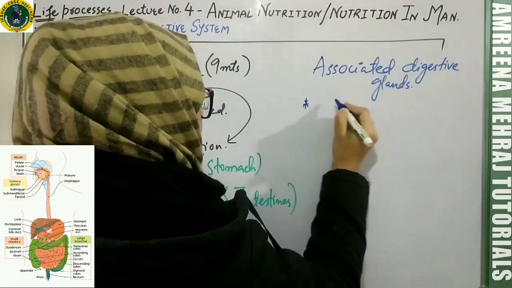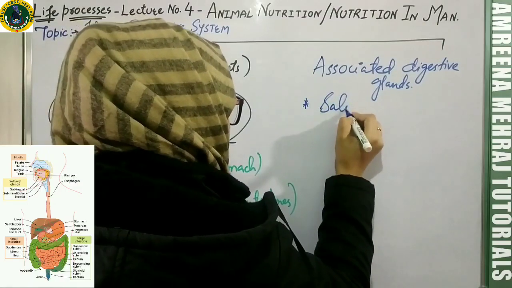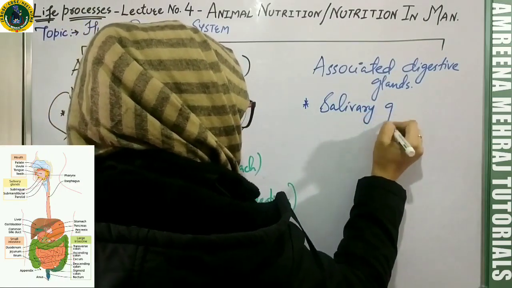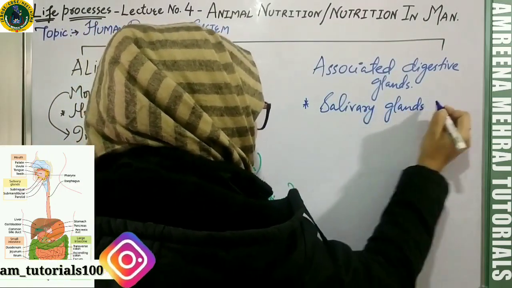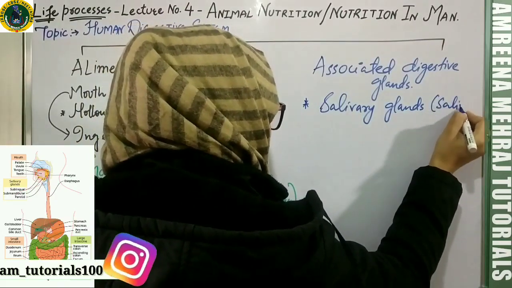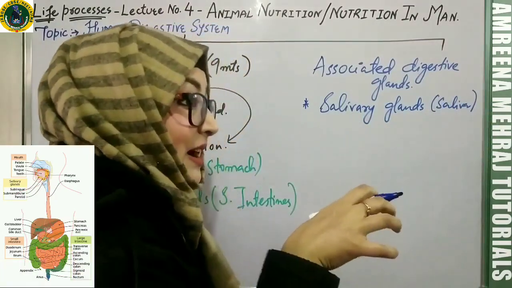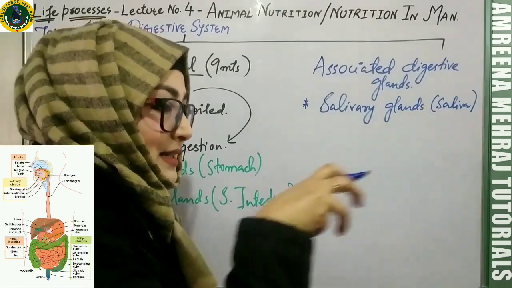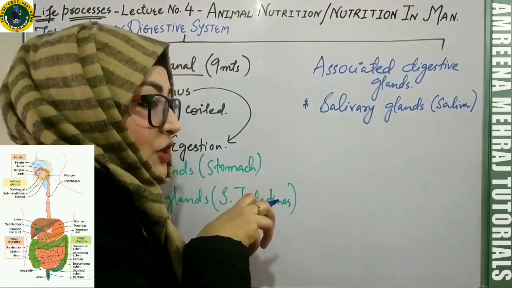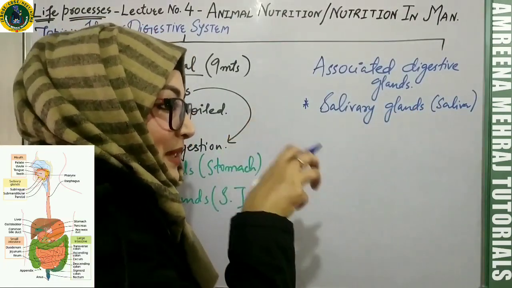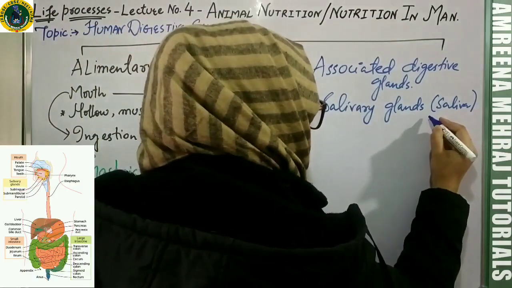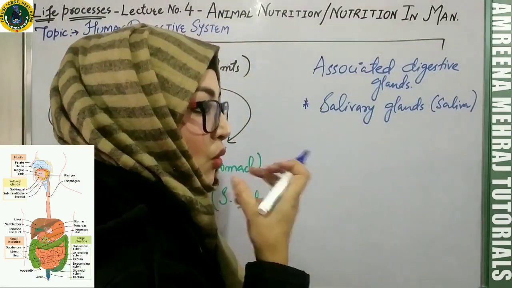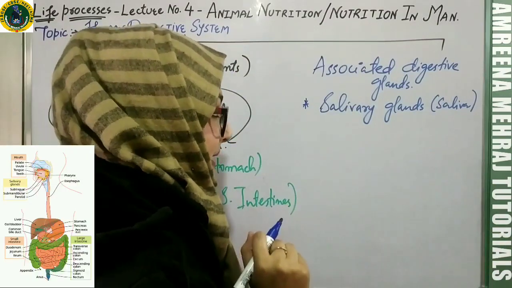If we quote, number one are your salivary glands. Their secretion is saliva, and that saliva comes through ducts. Through ducts, those secretions come to the alimentary canal, specifically to the cavity which is called the oral cavity, which you will understand in a bit.